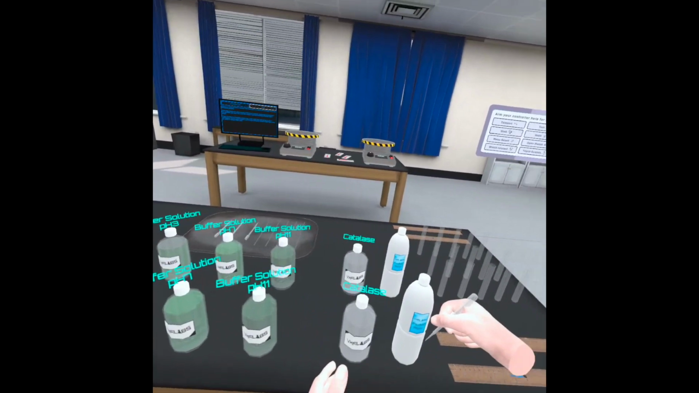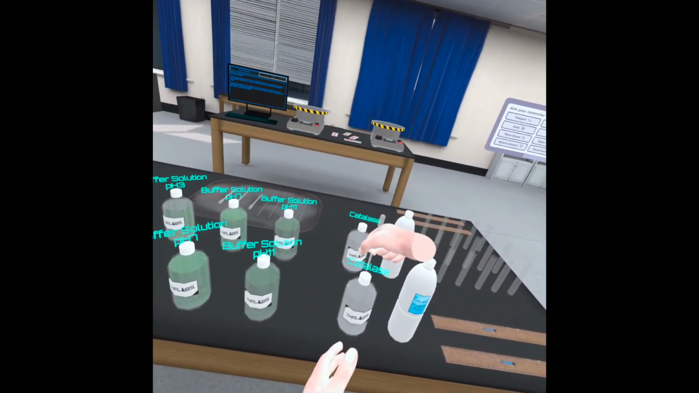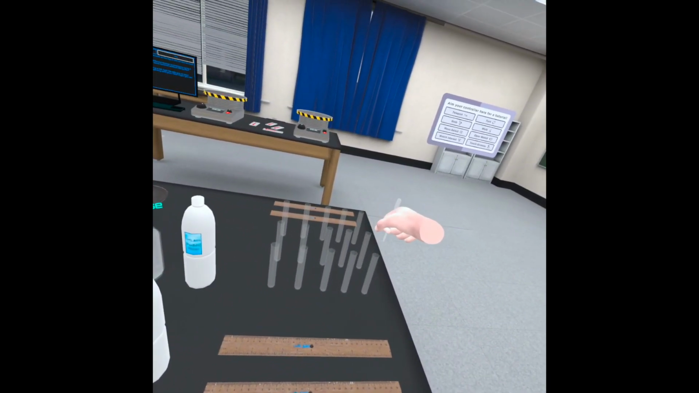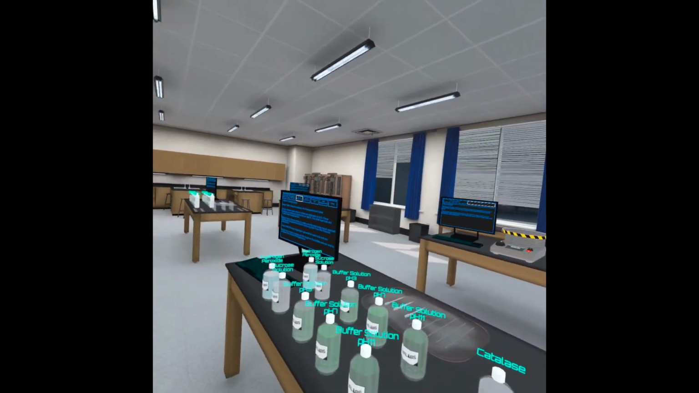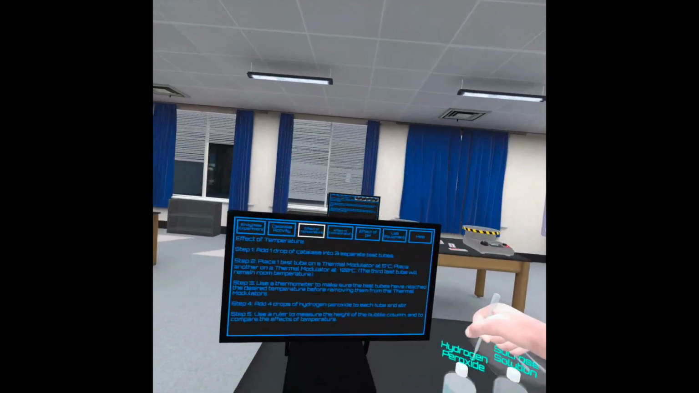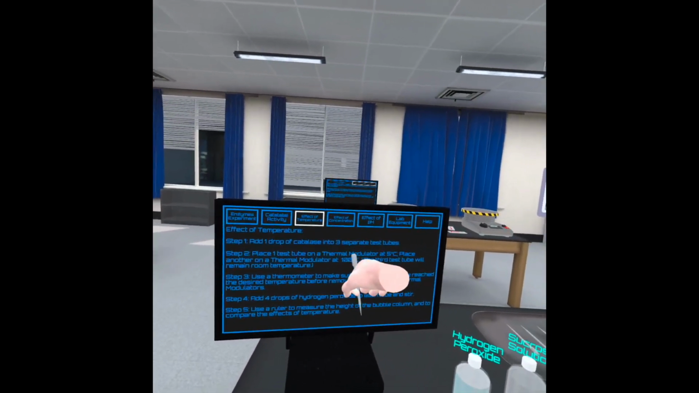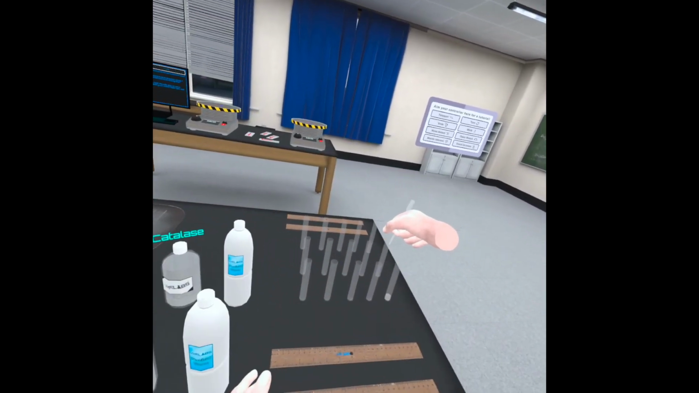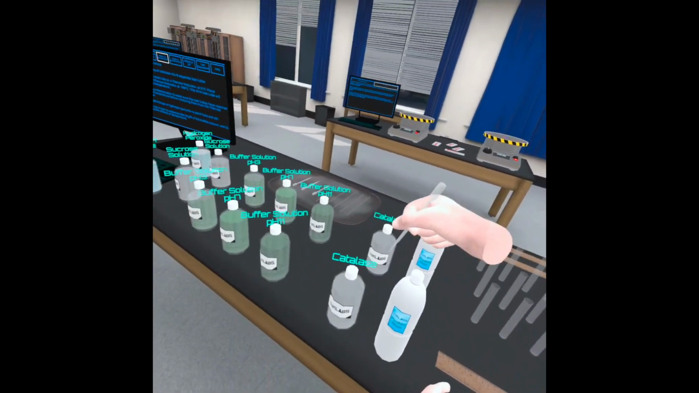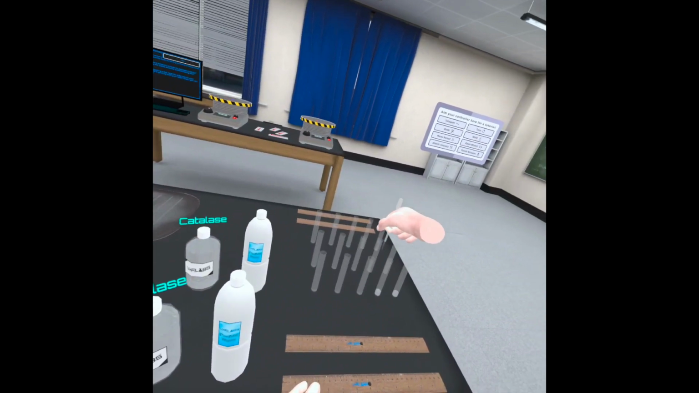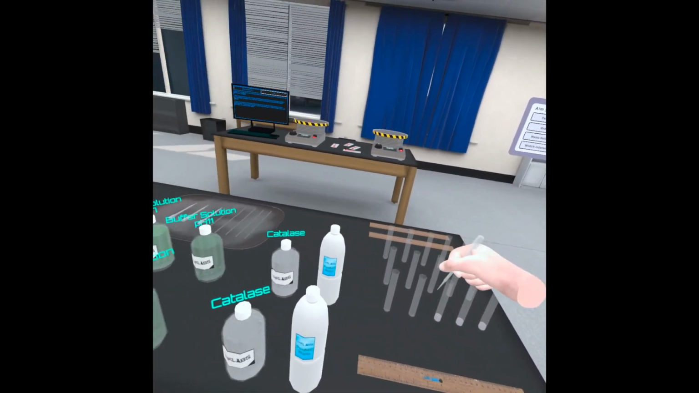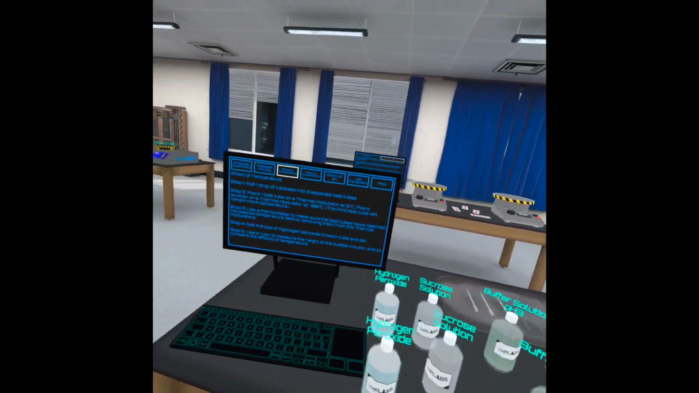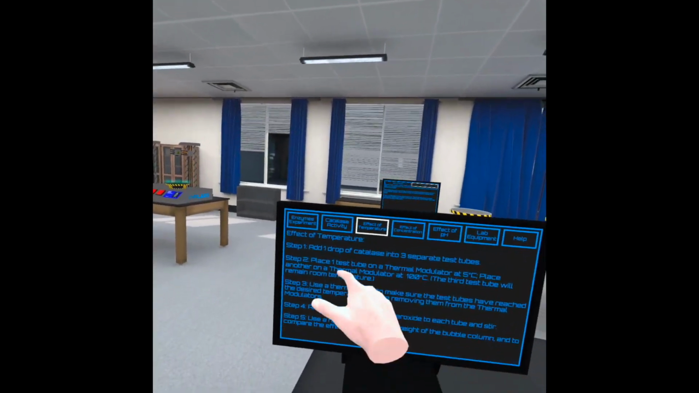Now, to pipette some of the catalase into the test tube, it's important to note that you're not taking the lid off the bottle. Instead, what you're going to do is put your pipette by the top of the bottle and use your trigger finger in order to take up the liquid. And you'll hear a little sound to indicate that the catalase has been taken up into the pipette. So note that, because otherwise it might be a bit tricky if you spend a long time trying to take the lid off the bottle.